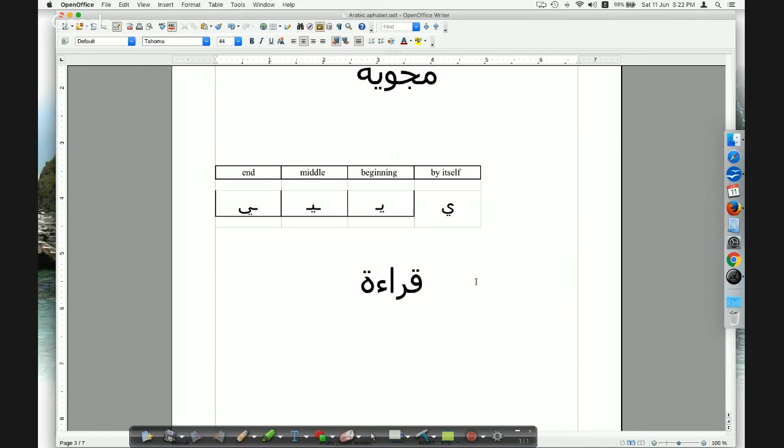Let us say in a different word. Let us type the word. What word? I will try to find something easy, with fewer letters. يأكل. All right.